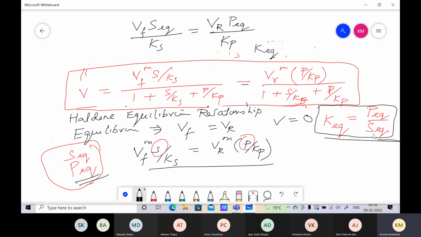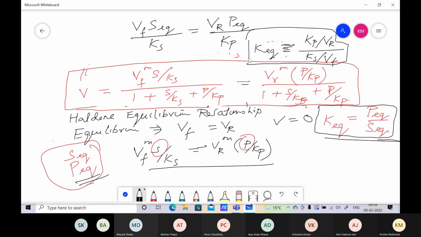K equilibrium is P upon S, so it's equal to K. K equilibrium is equal to P equilibrium upon S equilibrium, which is nothing but, so Keq is equal to Vf Kp by Ks into Kp by Vr divided by Ks by Vr. So this equation here is called the Haldane equilibrium relationship.